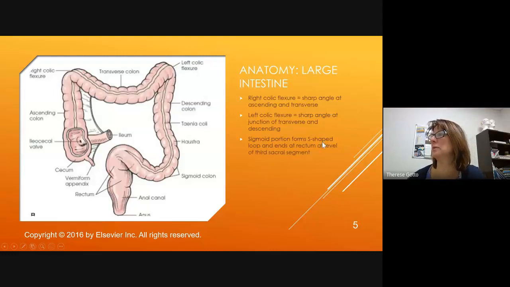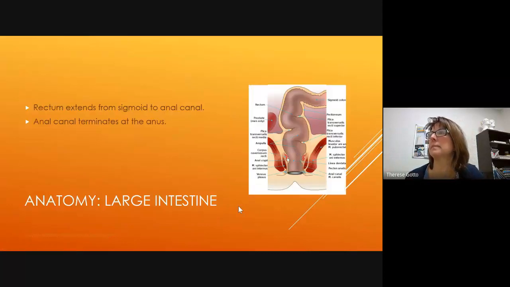Okay, the sigmoid portion forms the S-shaped loop and ends at the rectum at the level of the third sacral segment. Okay, third sacral segment. That's just something you need to remember, where the sigmoid portion ends, and that's where the rectum begins. The rectum extends from the sigmoid to the anal canal, and the anal canal terminates at the anus. You don't need to know all of this stuff, just basic anatomy. So this is your anal canal, anus, rectum, sigmoid colon.